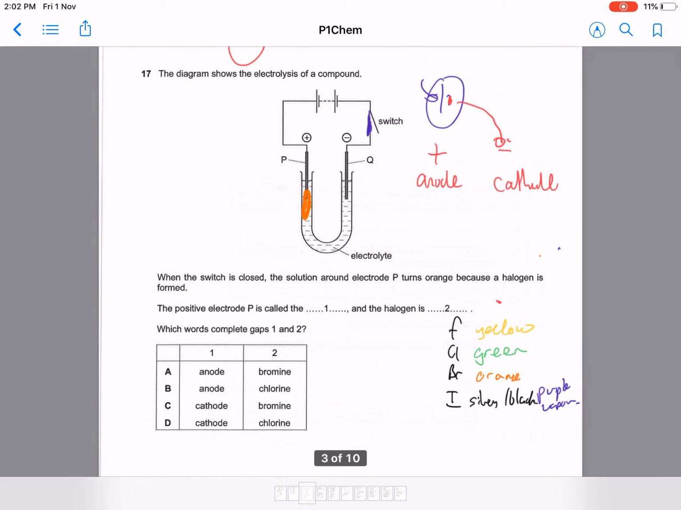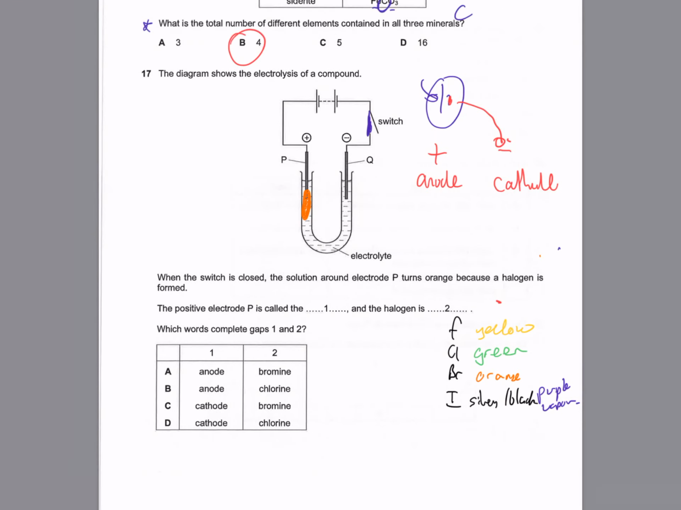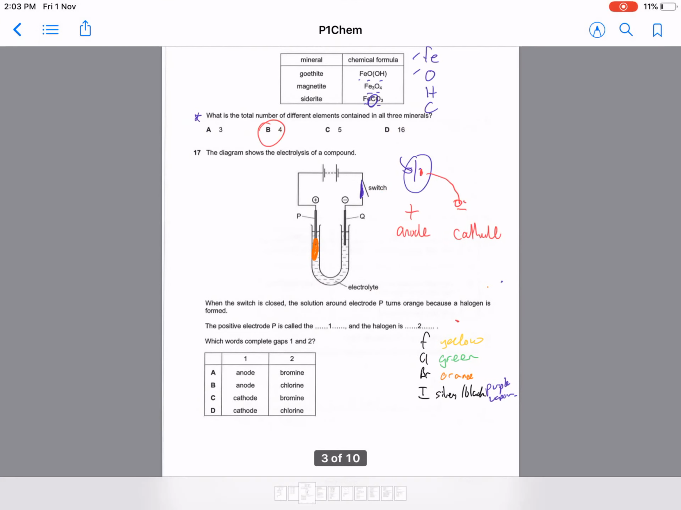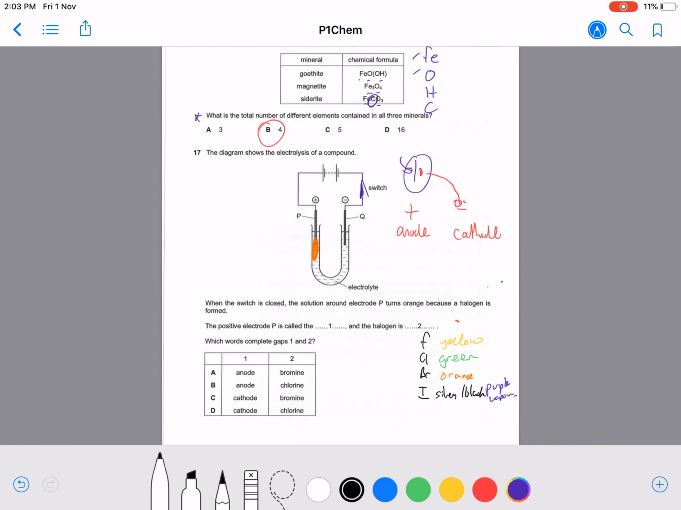So at electrode P, that's the positive electrode, which is here. There, electrode P is the positive electrode. Here, so opposites attract. So Br minus is going to generate Br2. This is Br2, this is bromine.